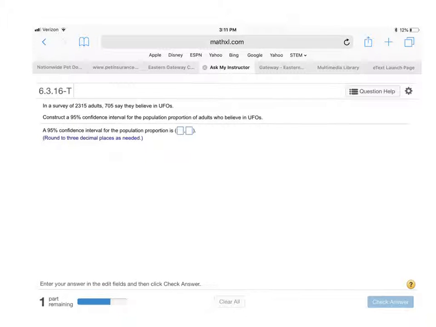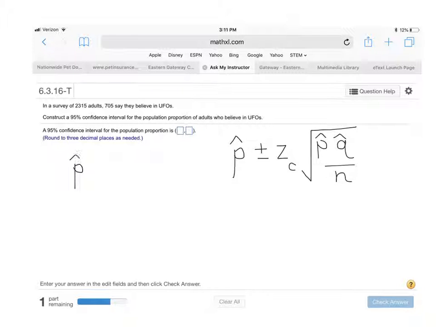In exercise 6.3.16, we are asked to construct a confidence interval for a population proportion. So our basic formula for a confidence interval for a population proportion is there on the board. Our p hat, we remember, is determined by taking the number of people in the sample that had the characteristic we were interested in and dividing by the total number sampled.